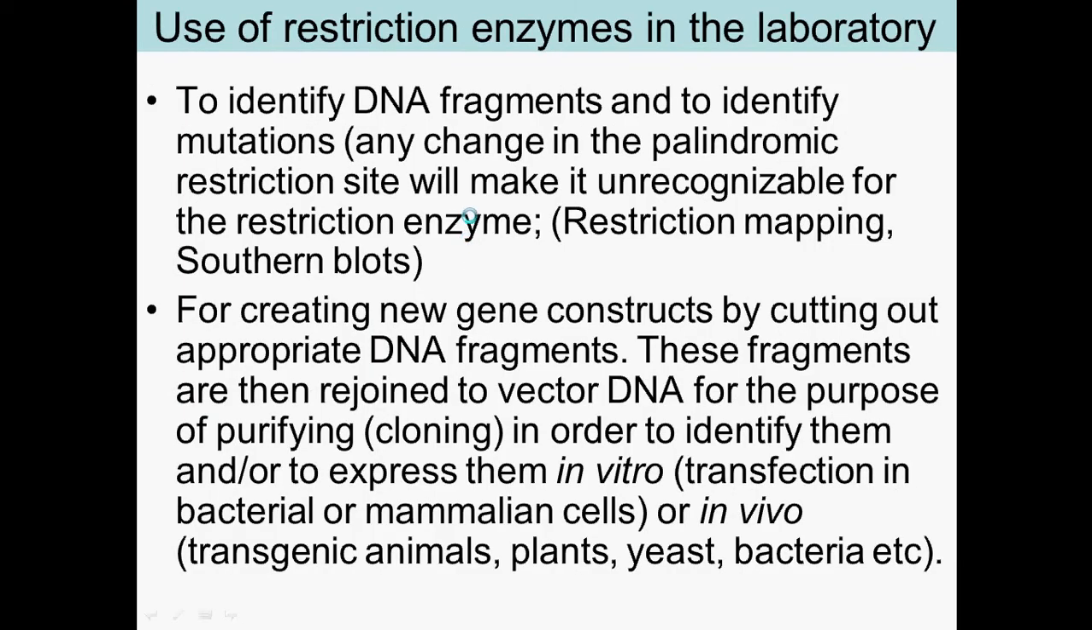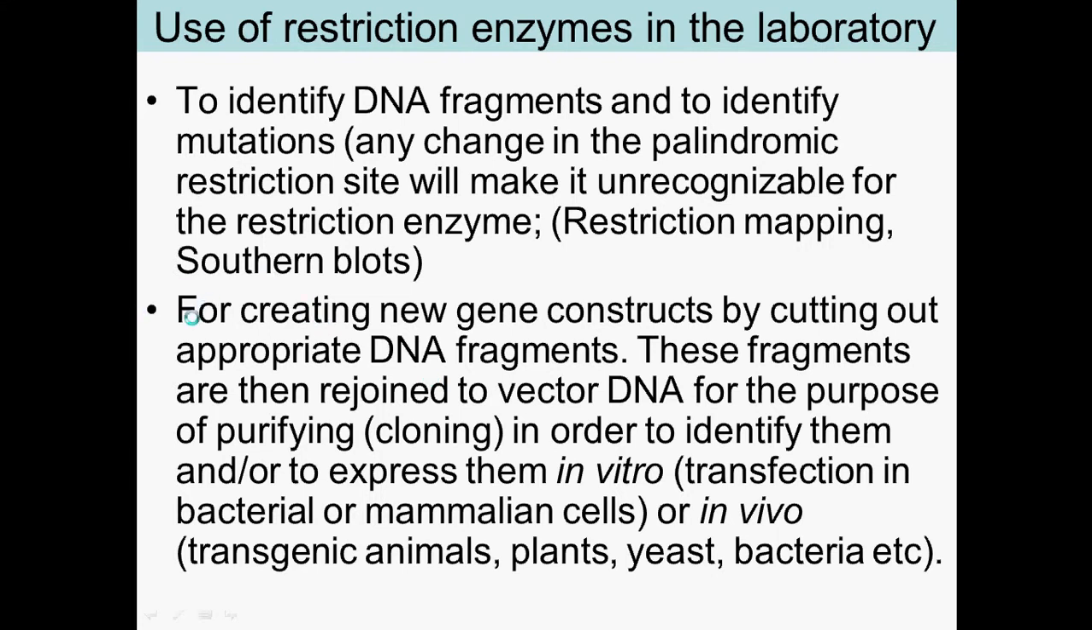And the uses of restriction enzymes in the laboratory: we use them to identify DNA fragments and to identify mutations. We can see an example of mutations later on, where changes in the palindromic restriction site make it unrecognizable. We'll see that example in sickle cell later on. You can also do restriction mapping, which is pretty simple; there's one slide on that. And Southern blots, there's a slide on that.